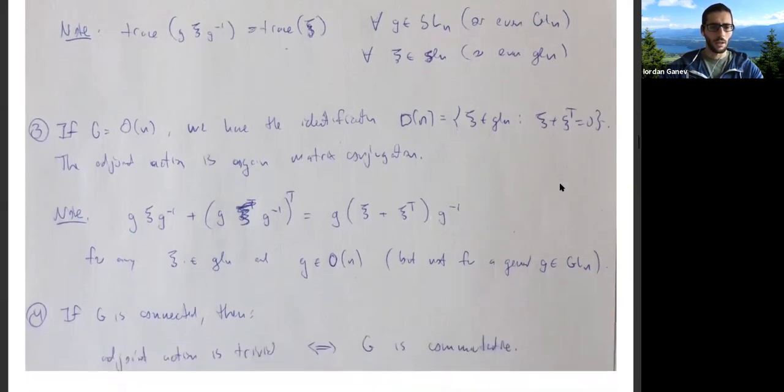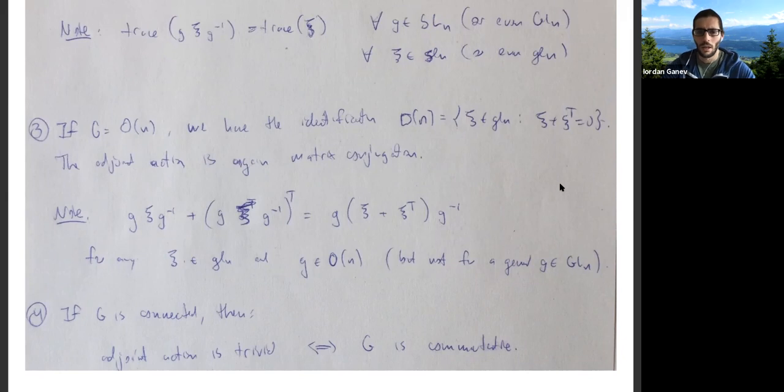One more thing. If we have a commutative group, then this conjugation CG is just the identity map. So the adjoint action becomes trivial. It's the trivial representation. And the converse is also true if G is connected. So if the adjoint action is trivial, then the group must be commutative.